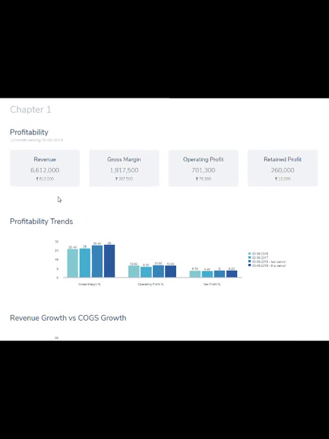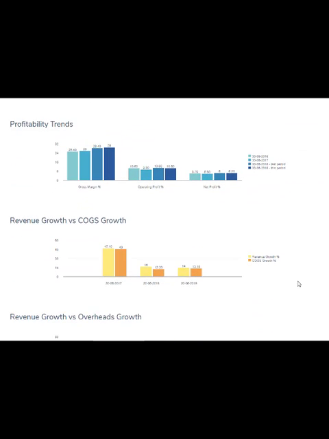So having a more in-depth look at the profitability trends, as we said, profits are going up. However, as our margins are increasing and our revenue is increasing, the actual profit that's coming back to us has stayed reasonably steady, which is a bit of a concern.